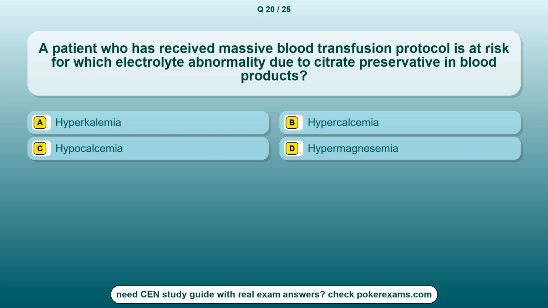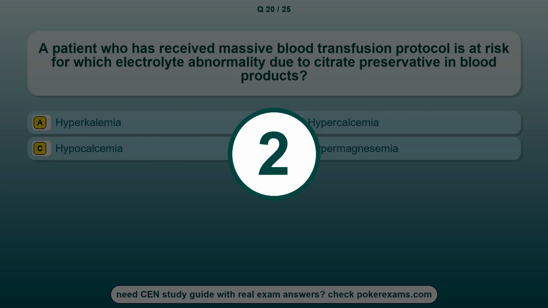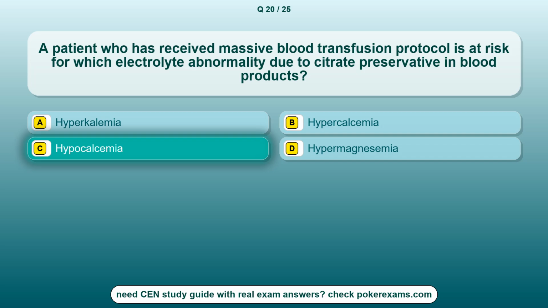Question 20. A patient who has received massive blood transfusion protocol is at risk for which electrolyte abnormality due to citrate preservative in blood products? Option A, hyperkalemia. Option B, hypercalcemia. Option C, hypocalcemia. Option D, hypermagnesemia. The correct answer is option C, hypocalcemia.